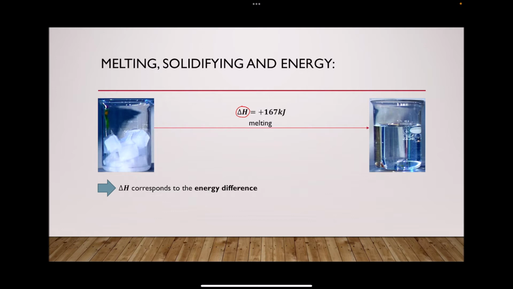167 kilojoules. But of course, we can also take the liquid water and solidify it and turn it back into solid water. Then we will also observe an energy change, and that energy change will be delta H equals minus 167 kilojoules. That's interesting to note that we have an opposite sign here, because this means that the same amount of energy that is needed to melt the ice cubes will be released when the same portion of water solidifies again.